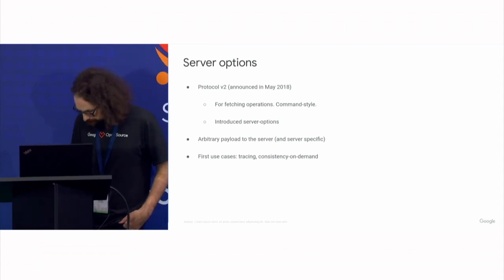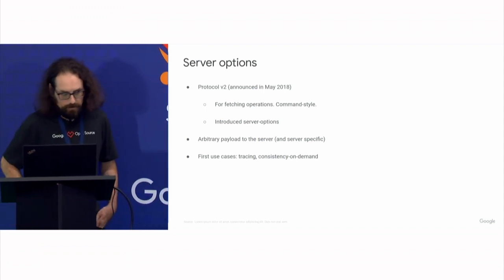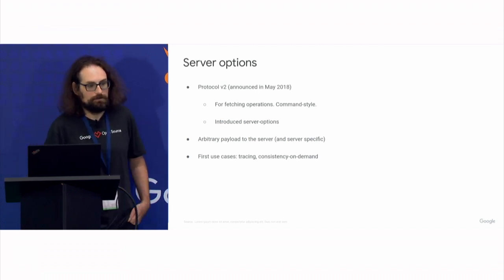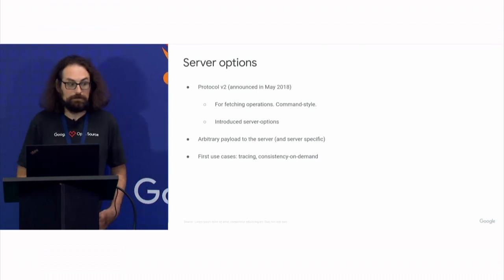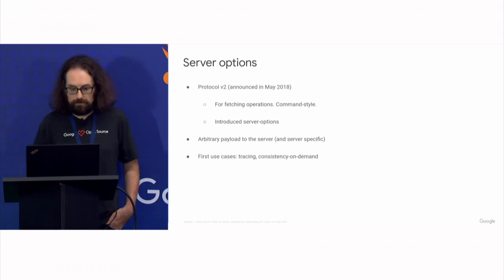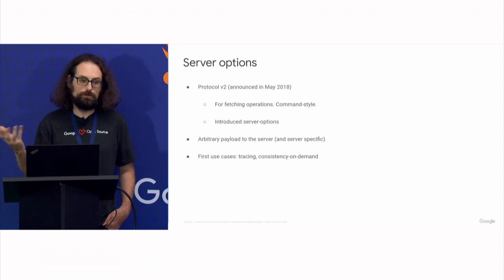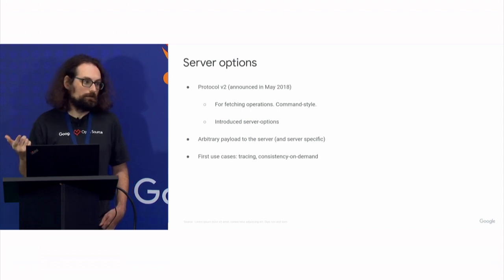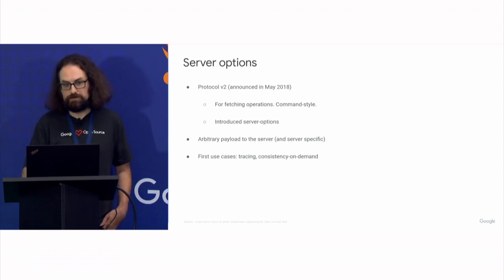And this feature, I started working on it because of consistency on demand, but actually it has many other use cases, especially tracing. And I think that that's already working for Gerrit. Because in the case of tracing, you need to give to the server the tracing ID. And that actually fits well in this description because that tracing ID is very specific to whatever backend you are using.